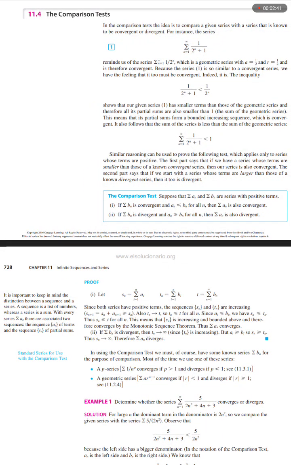Suppose that the sum of a sub n and the sum of b sub n are series with positive terms. Number 1, if the sum of b sub n is convergent and a sub n is less than or equal to b sub n for all n, then the sum of a sub n is also convergent. Number 2, if the sum of b sub n is divergent and a sub n is greater than or equal to b sub n for all n, then the sum of a sub n is also divergent.